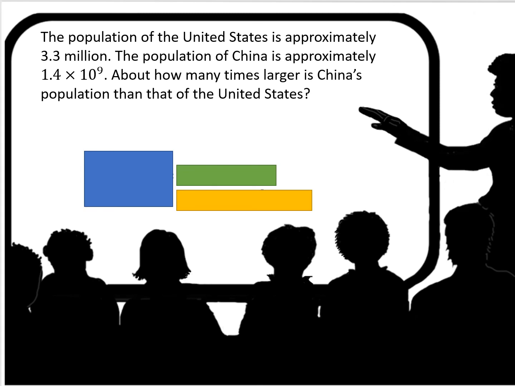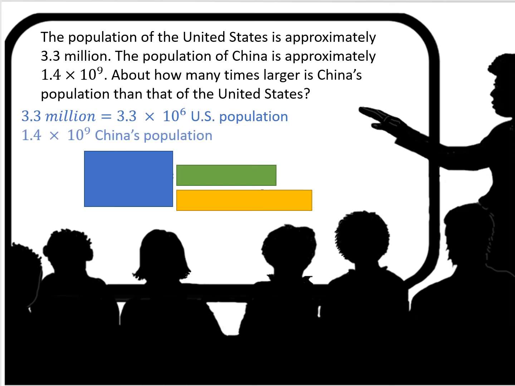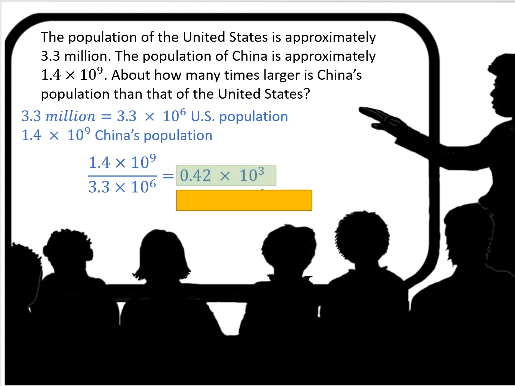Okay, the population of the United States is approximately 3.3 million. Population of China is approximately 1.4 times 10 to the ninth. About how many times larger is China's population than that of the United States? How many times larger, we're going to need to divide. So 3.3 million, we put that in scientific notation, we get 3.3 times 10 to the 6th. We already have China's population as 1.4 times 10 to the ninth. We set up our division problem, and then we do the division.